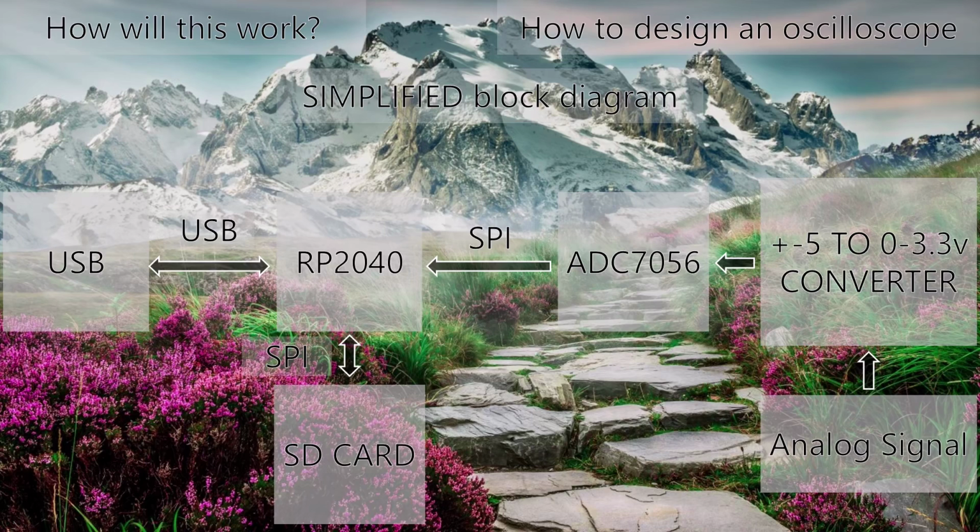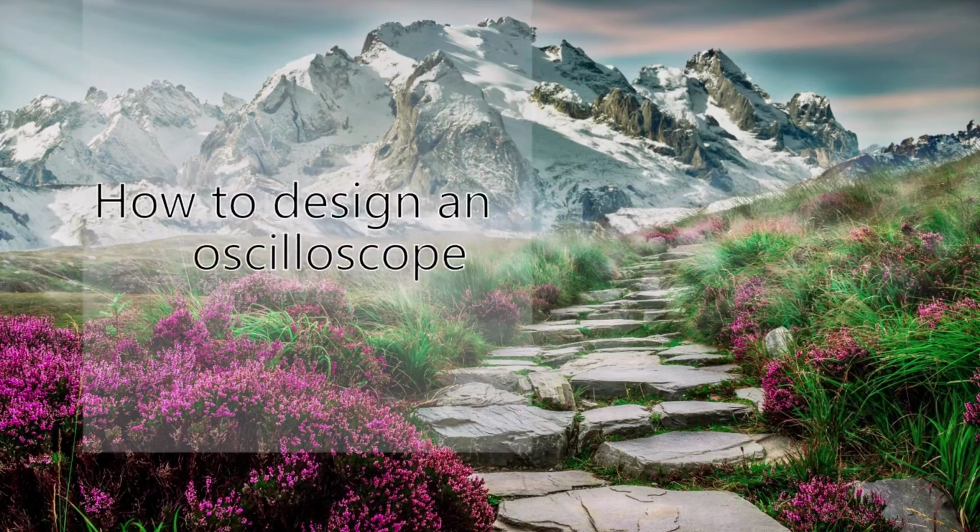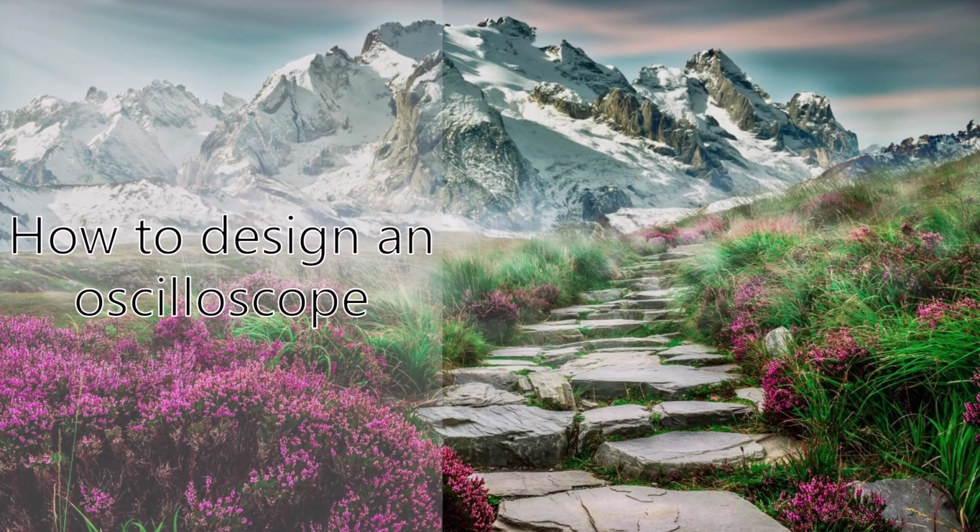Going into the analog to digital converter is a ±5 to 0 to 3.3 volt converter. This is so that we can measure a wider range of voltages. And finally, going into that is the analog signal itself. That's the end of episode 1.